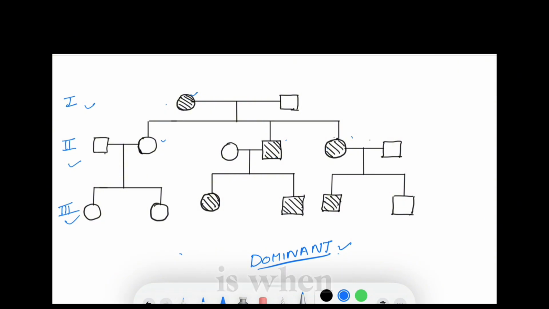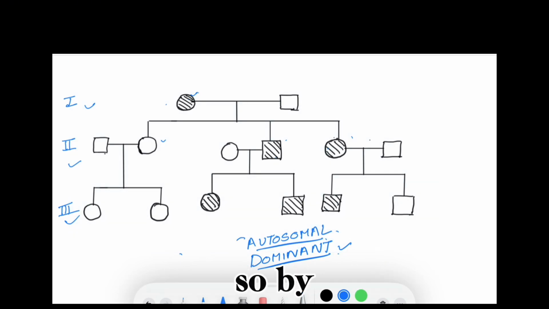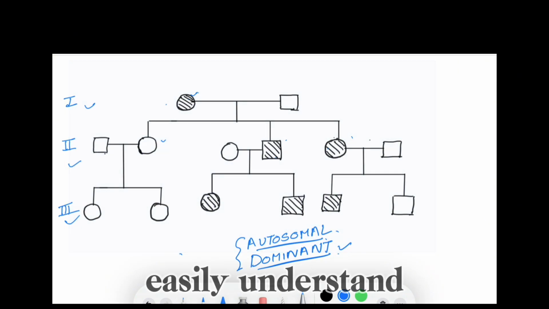Autosomal is when males and females are equally affected. So here we can see there is a girl, then a boy, then a girl. The boys and girls are equally affected. It means it is autosomal. So this is an autosomal dominant trait. By this pedigree chart, we can easily understand this.